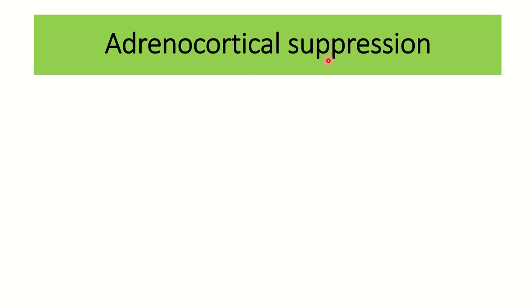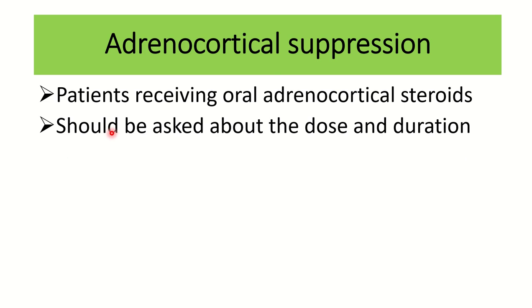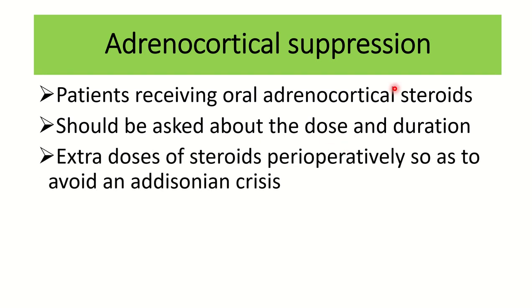So now see the adrenocortical suppression. When does adrenocortical suppression occur? It occurs when there is steroid supplementation from outside the body. So here we can see the patient receiving oral adrenocortical steroid. In this patient adrenocortical suppression develops, and before any operation or in a crisis moment, all patients should be asked about the dose and duration of the steroid. And extra doses of the steroid are used pre-operatively so as to avoid the Addisonian crisis.